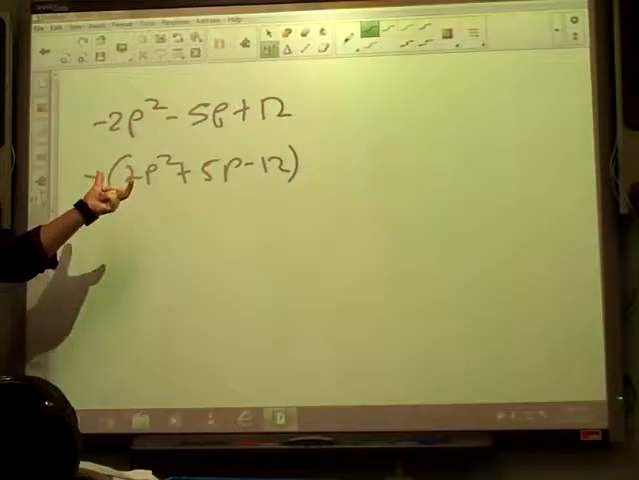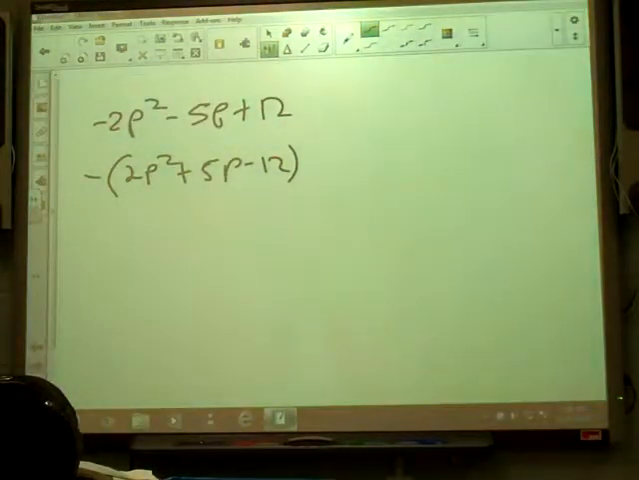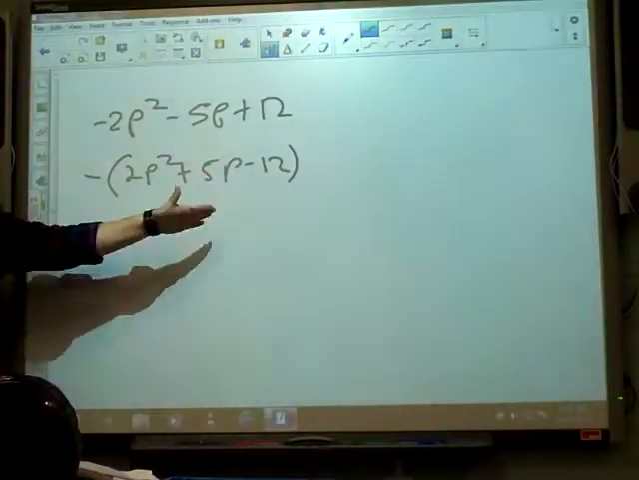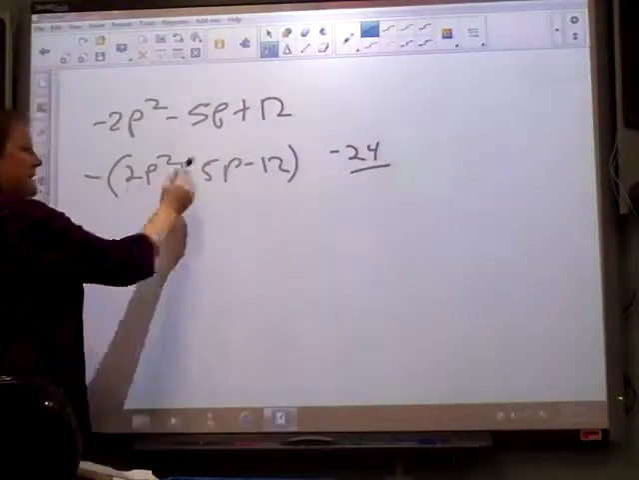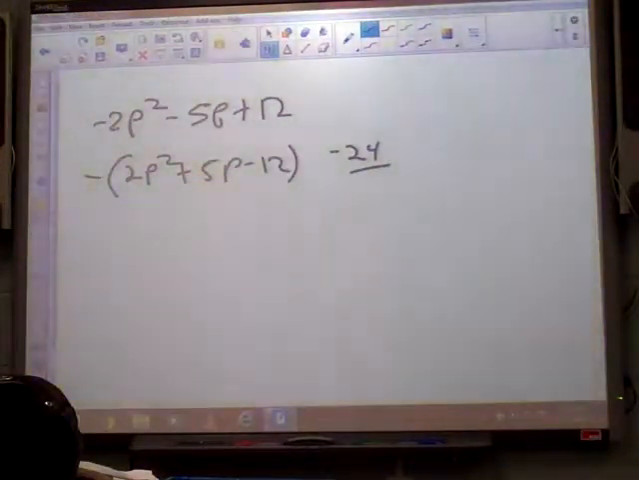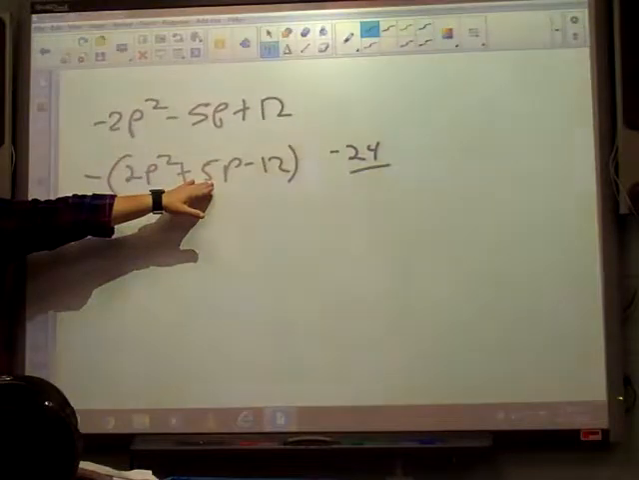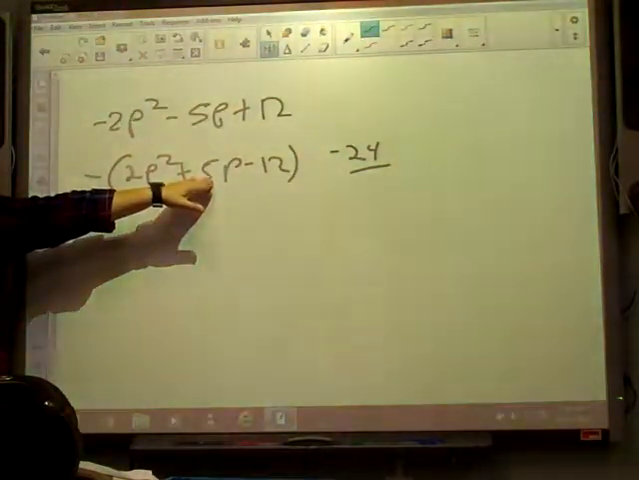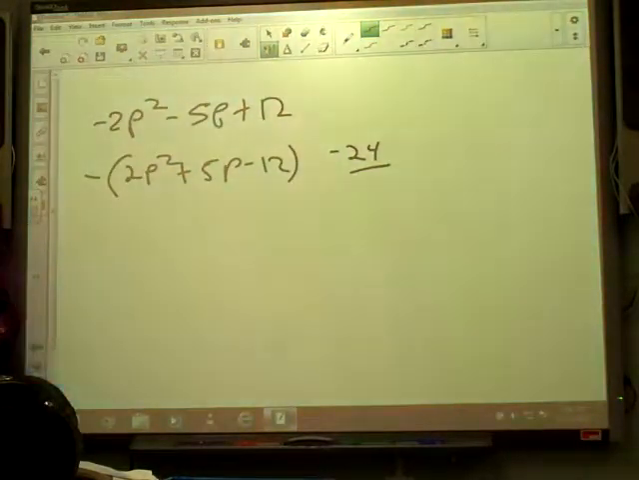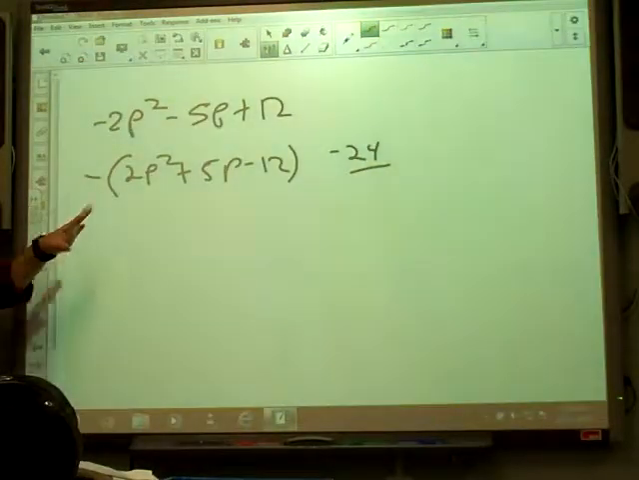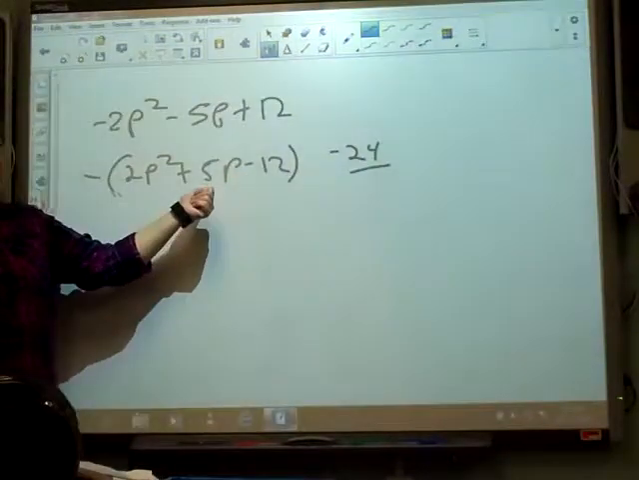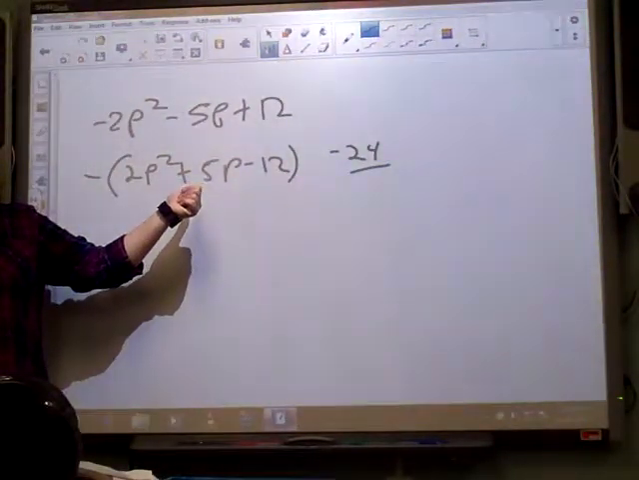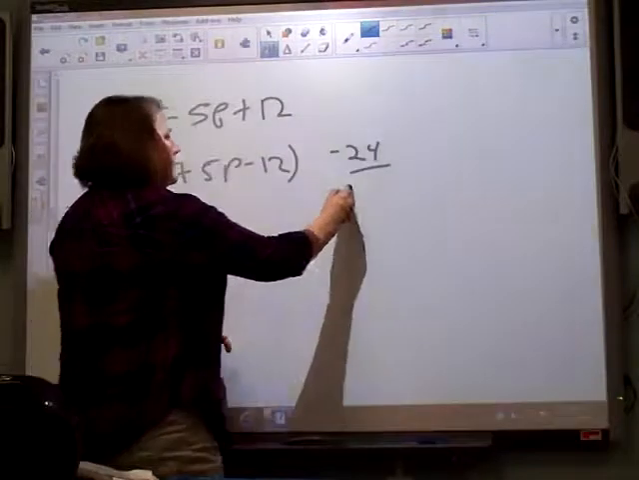Now that makes this factor easier for me. Okay, so I'm doing my a times c in there. A times c would be negative 24, because 2 times negative 12, right? I need the factors of negative 24 that add to 5. If you don't know, just list them. It's not embarrassing to list them all, but anybody got them? Factors of negative 24 that add to positive 5? 8 and negative 3. Good.